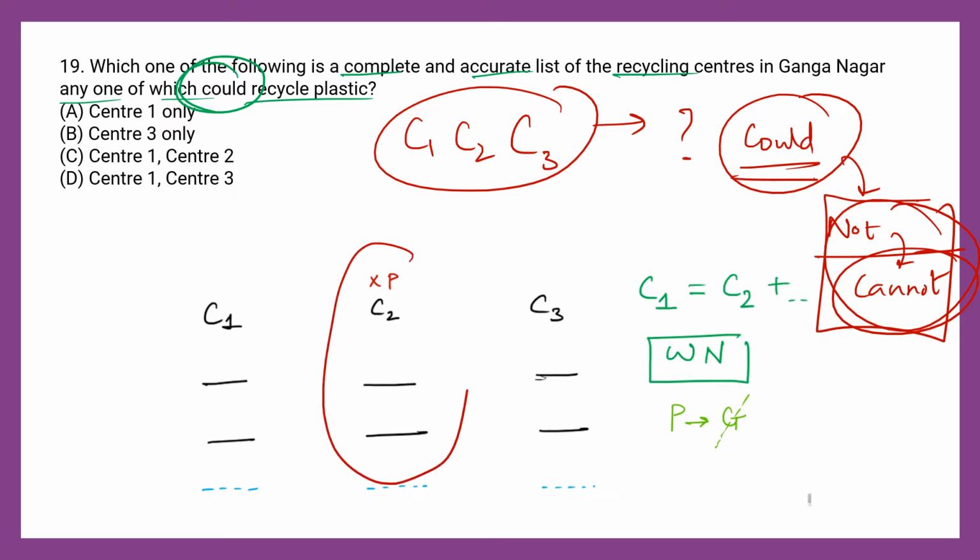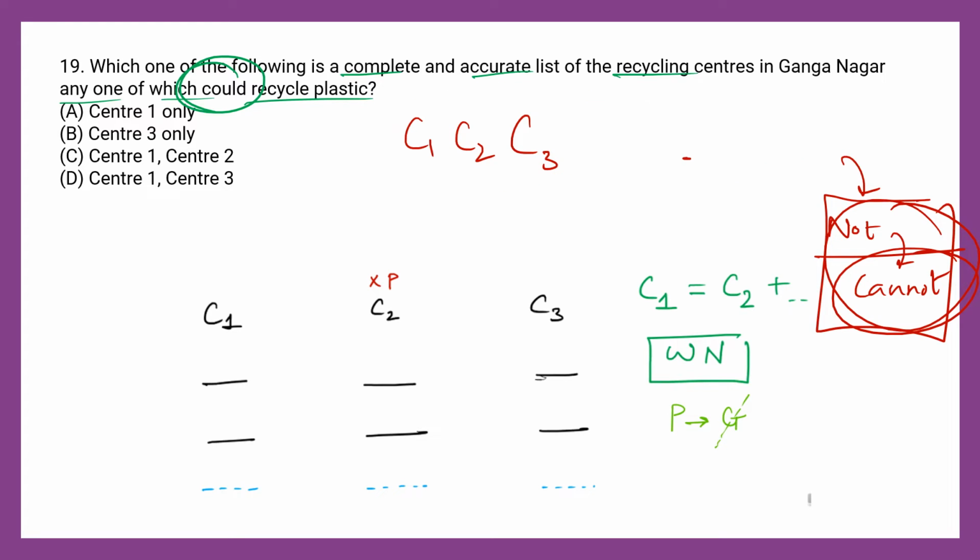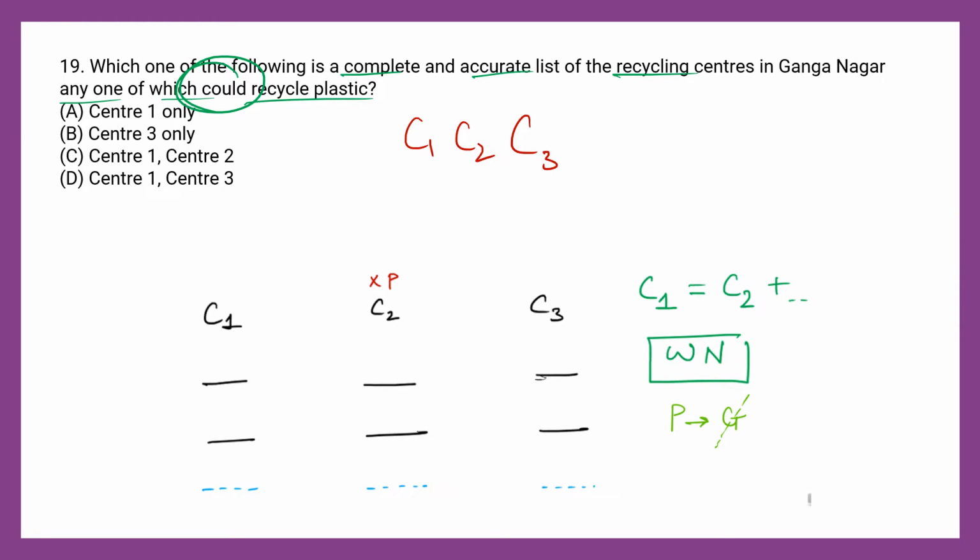You know that C2 cannot, that's what we saw, you cannot have P here. So out of these three, C1, C2, and C3, the one that cannot do it is C2. C2 cannot recycle. So you can take C2 off. That leaves us with C1 and C3, and both of these could recycle. And therefore the answer is the one that tells you C1 and C3. So the answer to this is D. D is the correct answer. Okay?